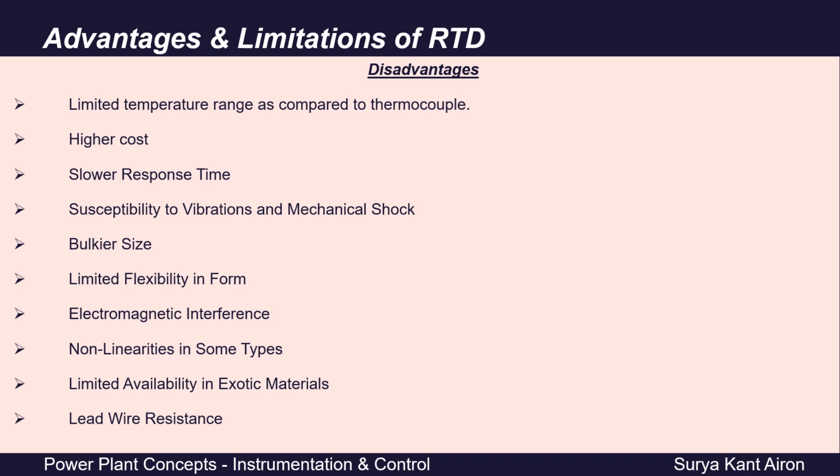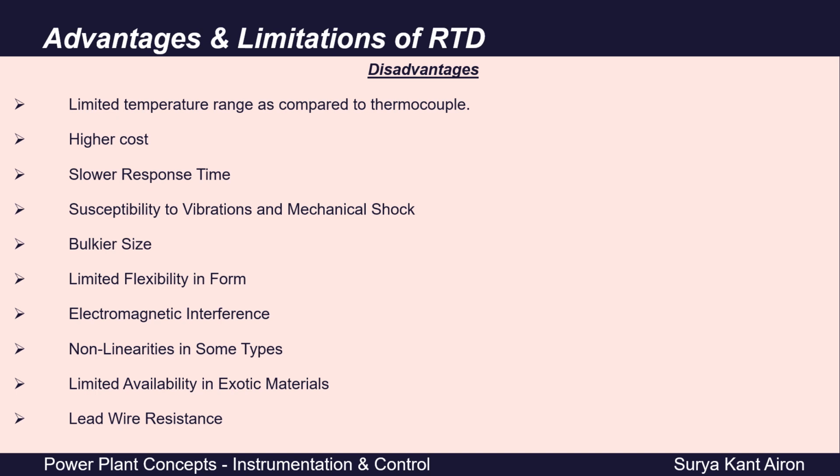Again, RTDs are having rigid shape. Basically, the rigid nature of these RTD elements may limit their flexibility in certain applications. In situations where the sensor needs to conform to a specific shape or contour, other types of temperature sensors might be more suitable. Next disadvantage is RTD can be susceptible to electromagnetic interference, which may affect the accuracy of the temperature measurement. Thus, proper shielding and installation practices are required to mitigate this issue.